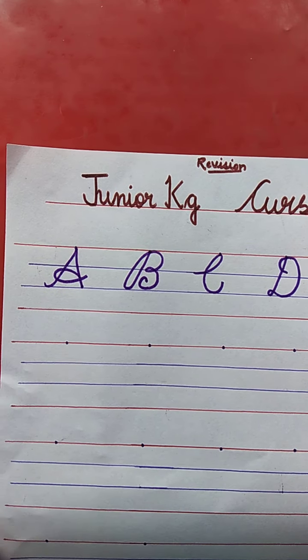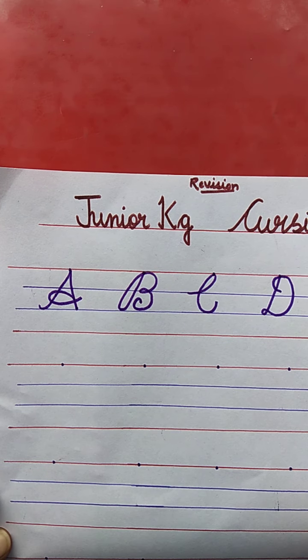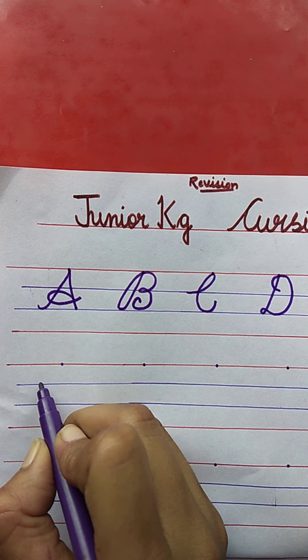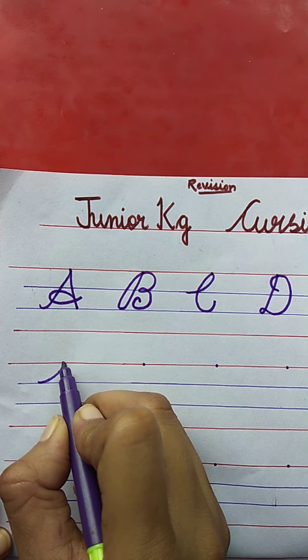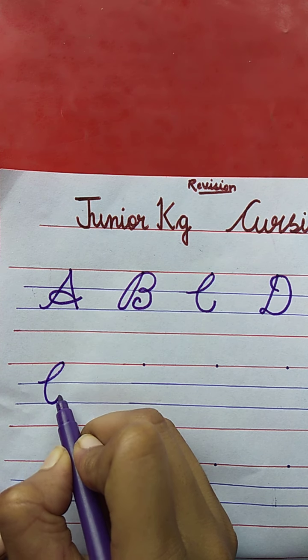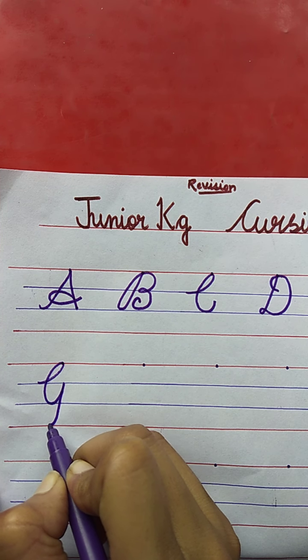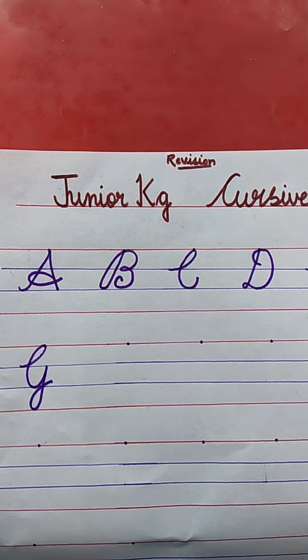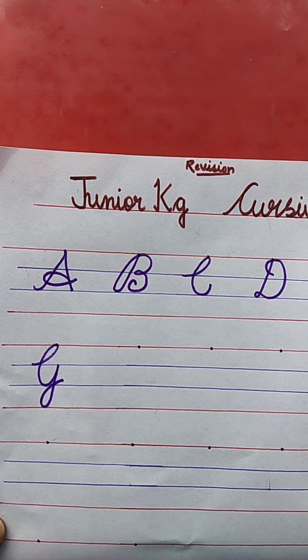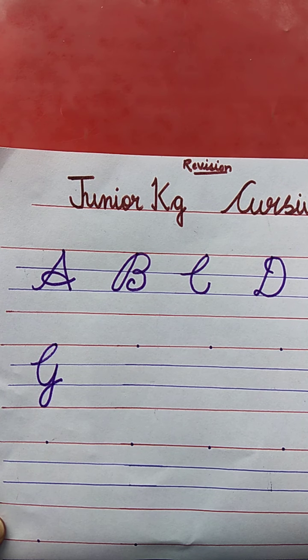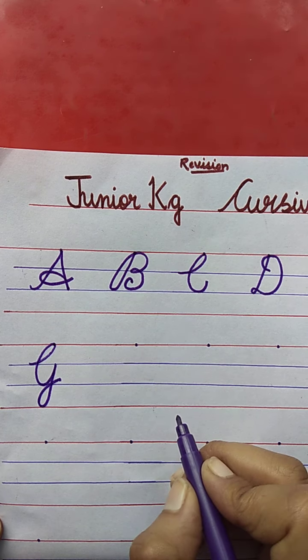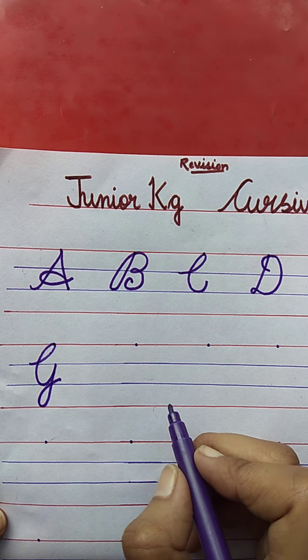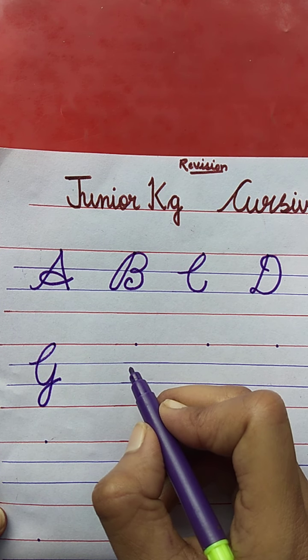Now come on the next letter. F के बाद क्या आता है children? G. G for grapes. See here. A curve, a semicircle, slanting line, one more curve. G. G for grapes. The spelling of grapes is G-R-A-P-E-S. Grapes.